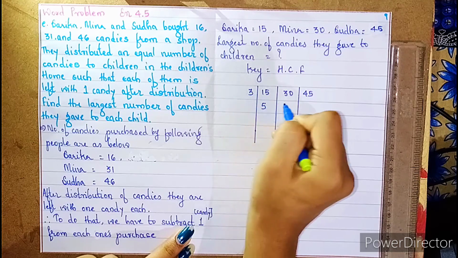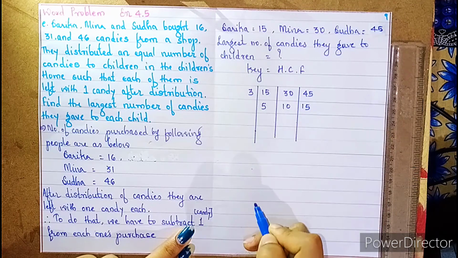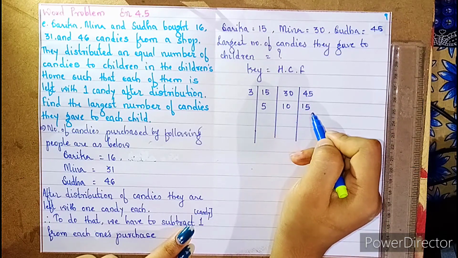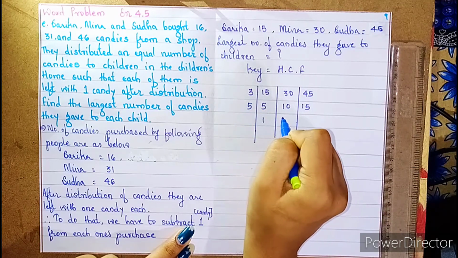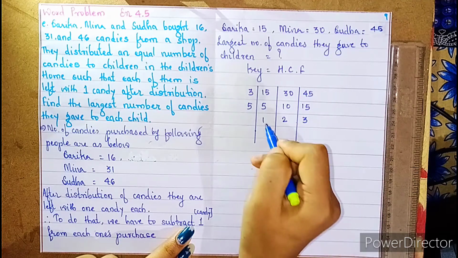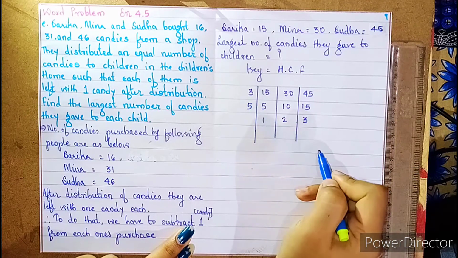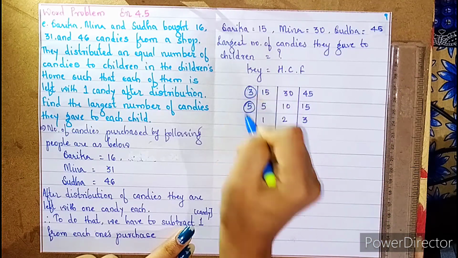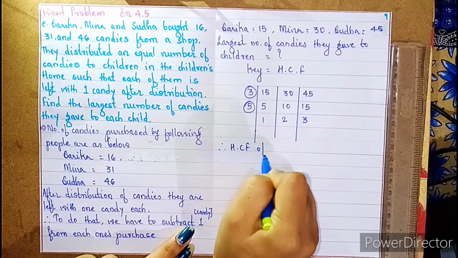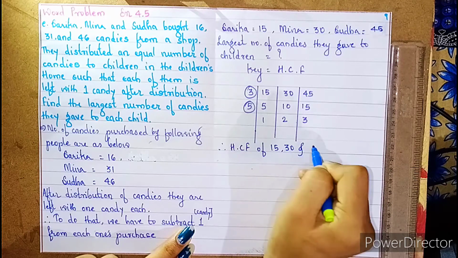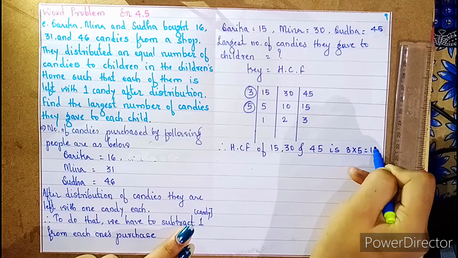3 5s are 15, 3 1s are 3, 3 0s are 0, 3 1s are 3, left 1, 3 5s are 15. Further, these numbers are not divisible by 2, 3, and these are divisible by 5 altogether. Thus, 5 1s are 5, 5 2s are 10, 5 3s are 15. Now, 1, 2, 3 are not further divisible by any other number. Therefore, we have to stop finding the factors, and the prime factors we have obtained are 3 and 5. Therefore, HCF of 15, 30 and 45 is 3 into 5, that equals 15.